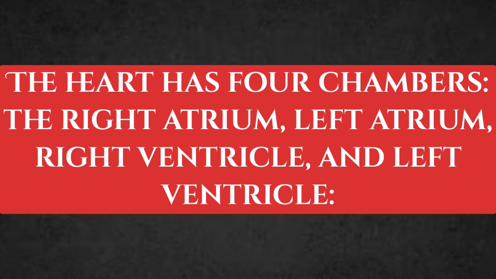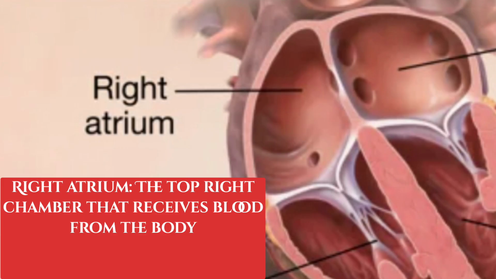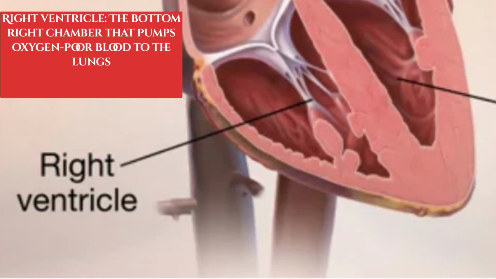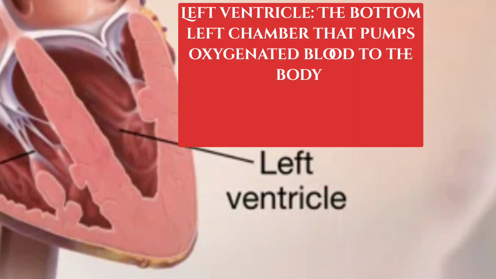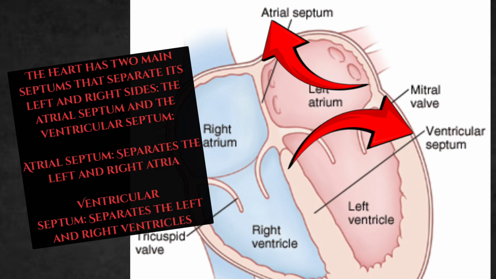The heart has 4 chambers: the right atrium, right ventricle, left atrium, and left ventricle. The heart has 2 main septums that separate its left and right sides: the atrial septum and the ventricle septum.